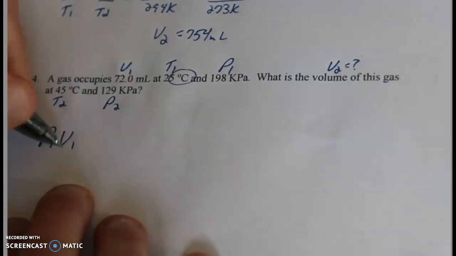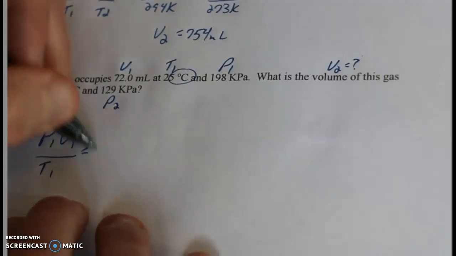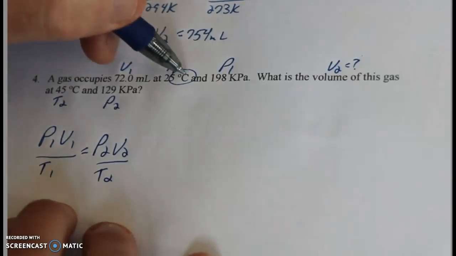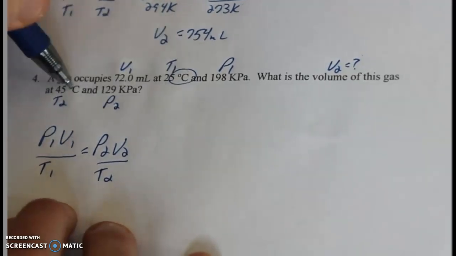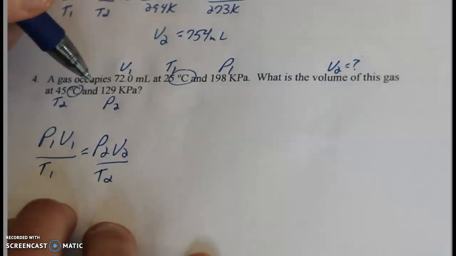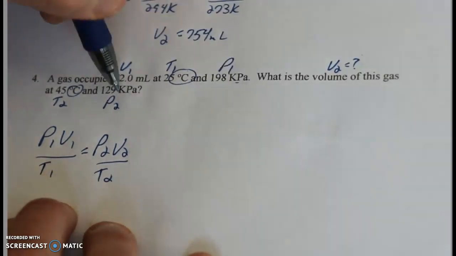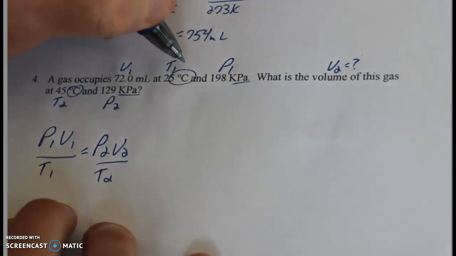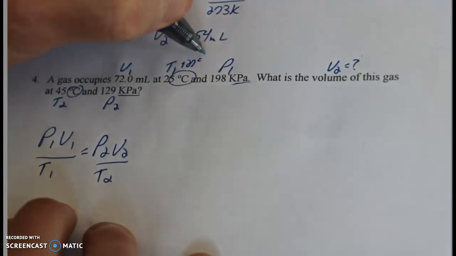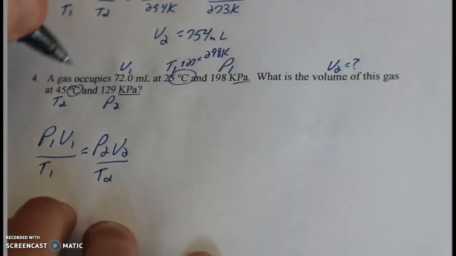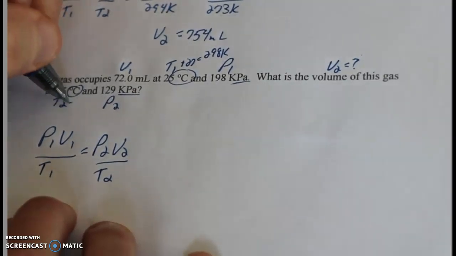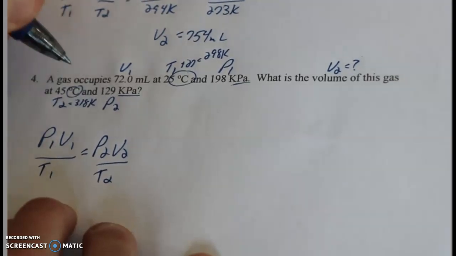So now this is where I need everything. P1 V1 over T1 equals P2 V2 over T2. I have to pay attention that this is in degrees Celsius and this is in degrees Celsius, so I'm going to have to convert those. The pressures are in the same units, so that's good. So 25 degrees Celsius, you add 273 to that, and that gives you 298 Kelvin. 45 degrees Celsius would end up being 318 Kelvin.